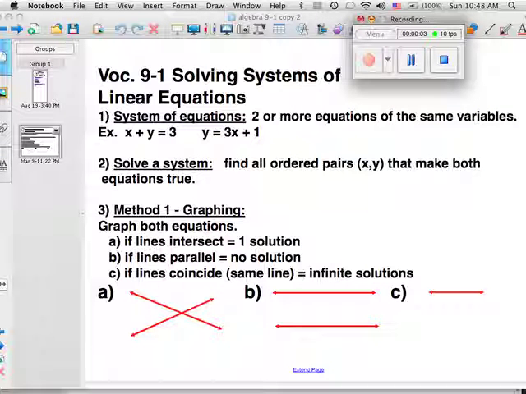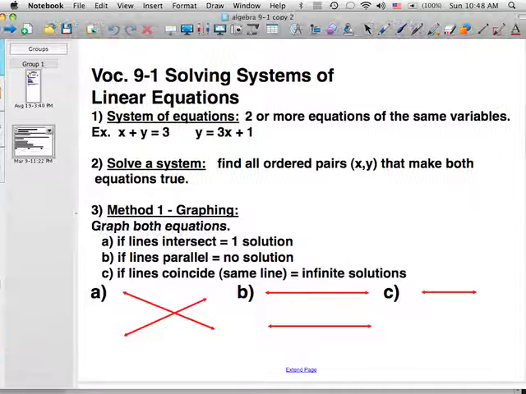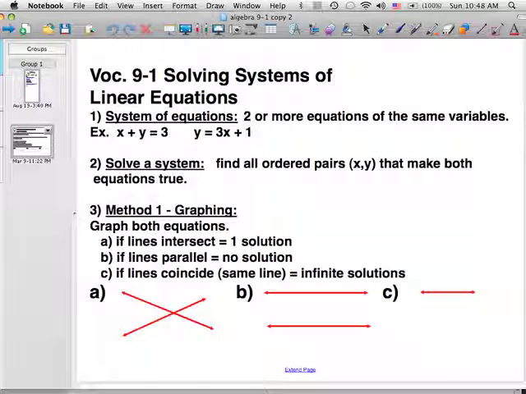We're on Chapter 9, Section 1. In this chapter, we're going to be solving systems of linear equations. A system of linear equations will be two or more equations of the same variables. For example, x plus y equals 3 and y equals 3x plus 1. That would be a system, because we have two equations and we have the same variables in both.